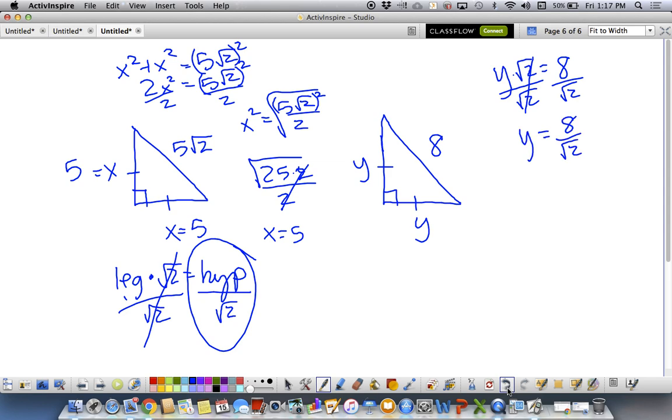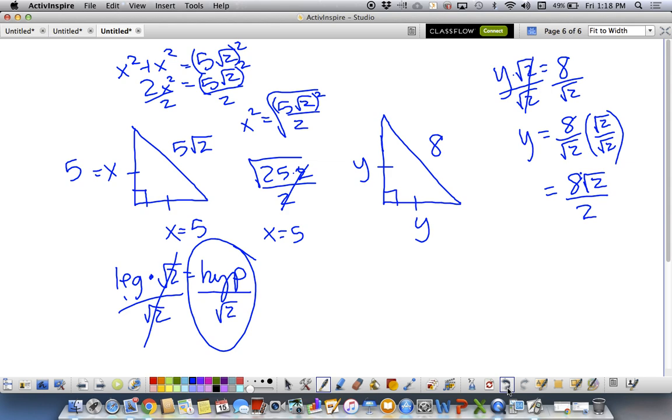Now, you told me something. What can you not have in the denominator? Square root of 2. So how do you get it out? Rationalize. Multiply the top and the bottom. Just like that. So it's 8 on square root 2. Okay, so what happens? What's 8 times the square root of 2? 8 on square root 2 divided by 2.